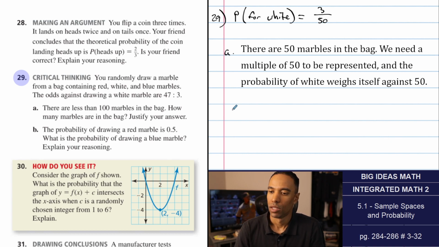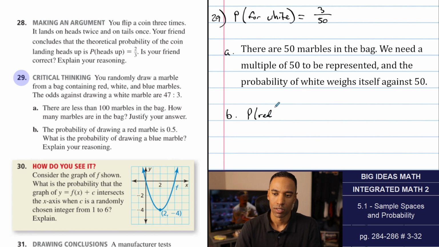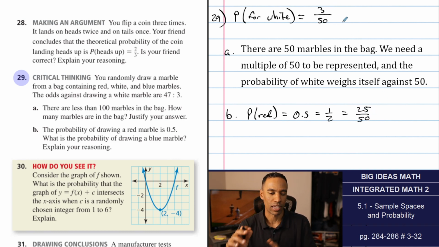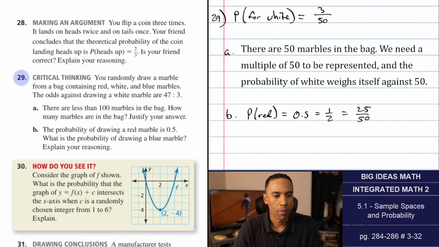Part B. The probability of drawing a red marble is 0.5. That's the same as 1/2, and 1/2 is, in the case of, I don't know if this matters, 25 out of 50. I want to weigh them evenly in case I have to use that. What is the probability of drawing a blue marble? Explain your reasoning.